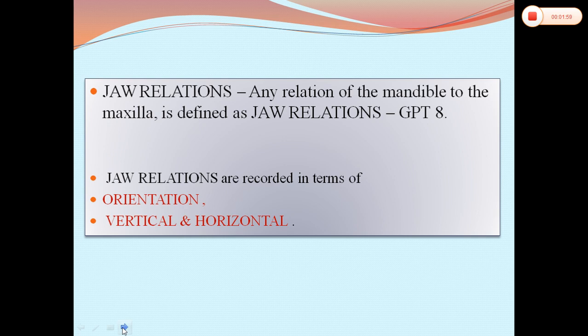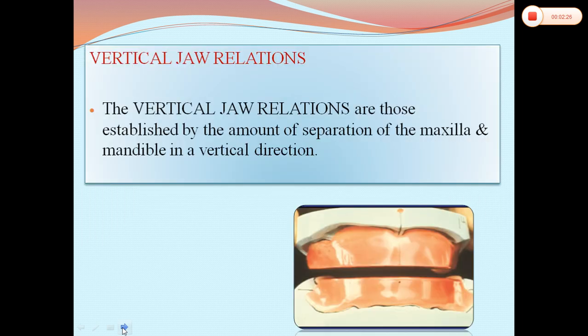Jaw relations. Any relation of the mandible to the maxilla is defined as jaw relation according to the Glossary of Prosthodontics 8. The jaw relations are recorded in terms of orientation, vertical and horizontal. I am repeating, jaw relations are recorded in terms of orientation, vertical and horizontal.